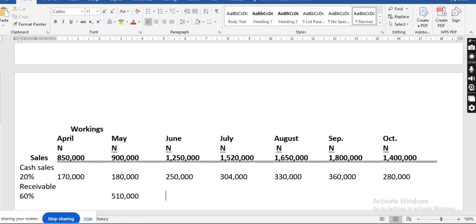What is the 60% of May? 540. What is the 60% of June? 750. What is the 60% of July? 912. What is the 60% of August? 990.